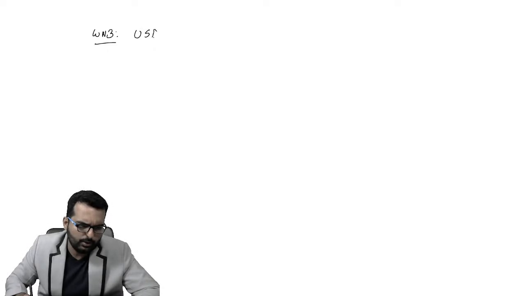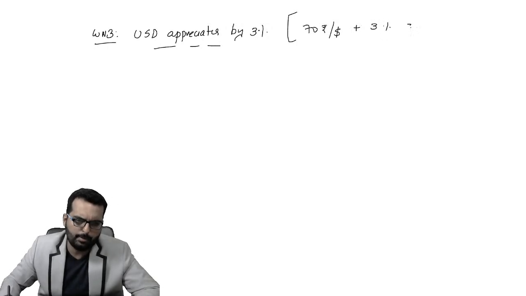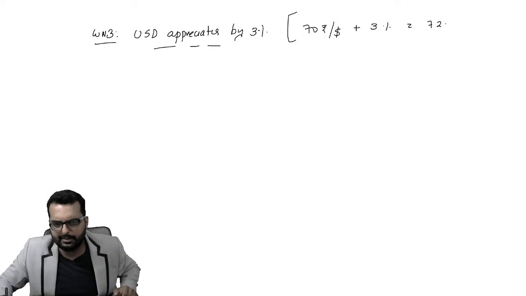Next working note. USD appreciates by 3%. What this means is that if right now it is 70 rupees per dollar, this is going to go up by 3%. So you get the answer as 72.1 rupees per dollar.